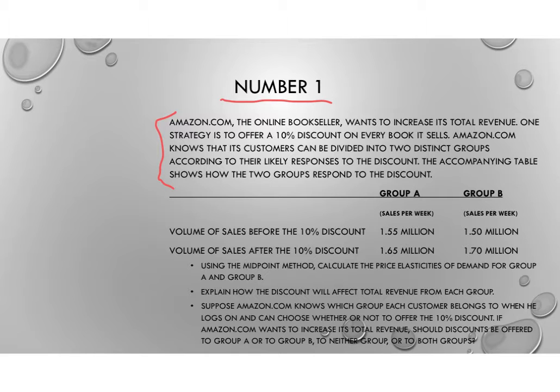And of course, the only reason that this would lead to an increase in total revenue would be if the books that it's selling are elastic. Amazon knows that customers can be divided into two distinct groups according to their responses to the discount. Okay, the accompanying table shows us these two groups. So we have Group A, we also have Group B, and our task is really to look at to what degree they are elastic, right? Well, we know for each one, Group A and Group B, the percentage change in price is going to be 10%, and it's going to be a decrease.